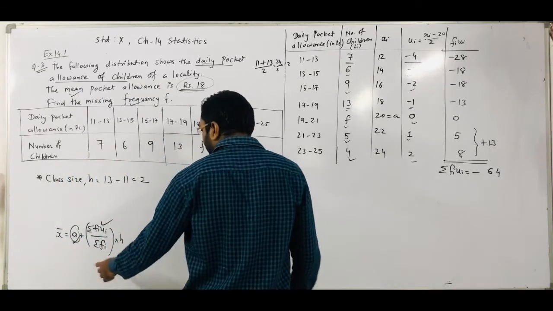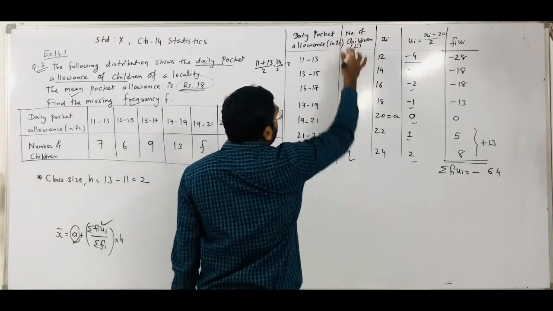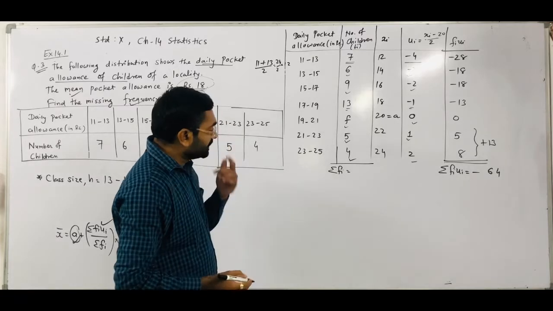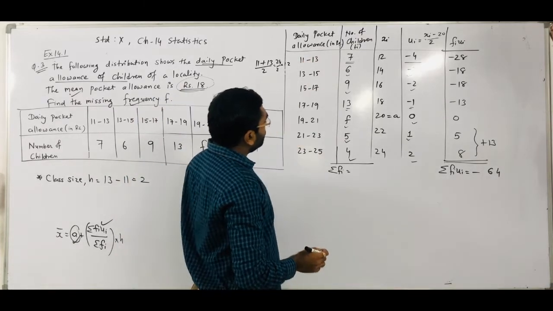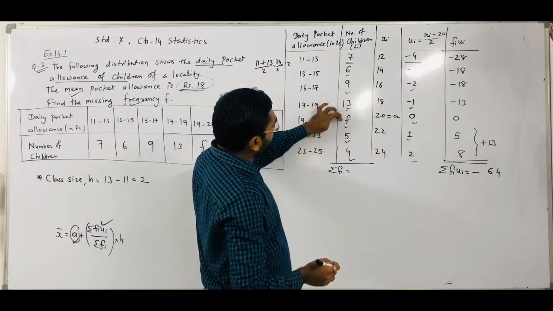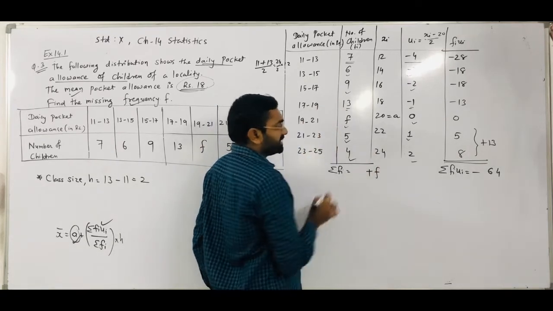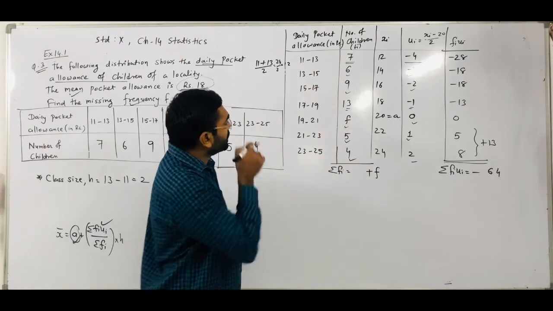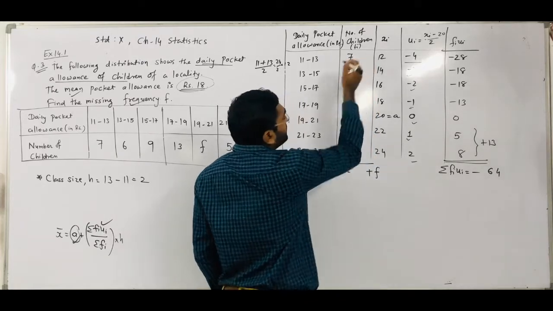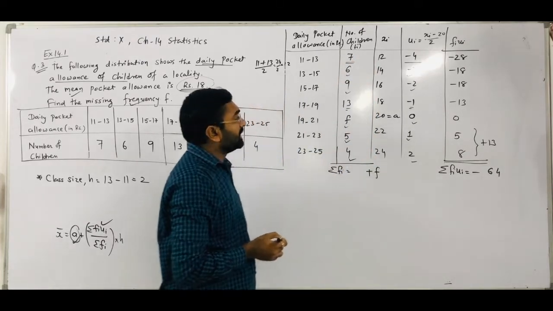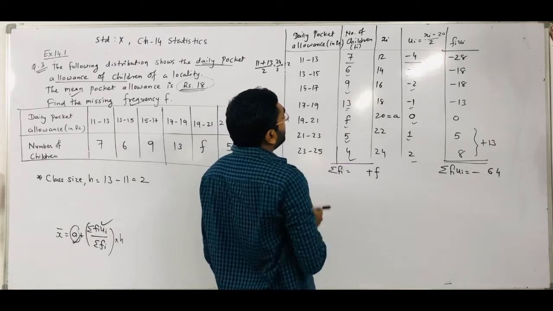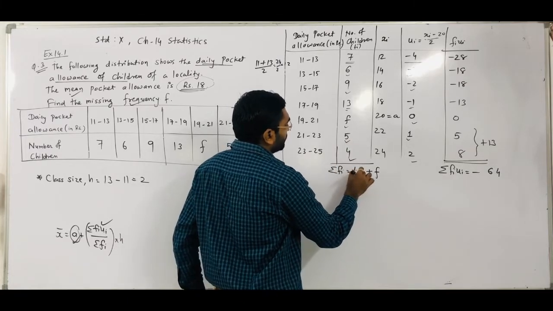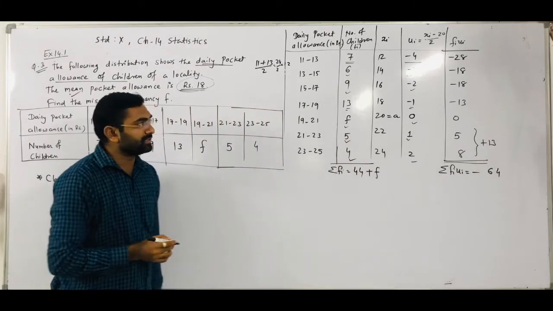Now another value we require is the summation of fi, sigma fi. The summation of all frequencies we have to do here. So for that, all numbers addition we have to do, in which we have to add the f, which is missing, right? So f we write here in a summation form. How do we do the addition? 7 plus 6, 13. 13 plus 9, 22. 22 plus 13, so 35. 35 plus 5, 40. 40 plus 4, so 44. So summation of frequency is 44 plus f.